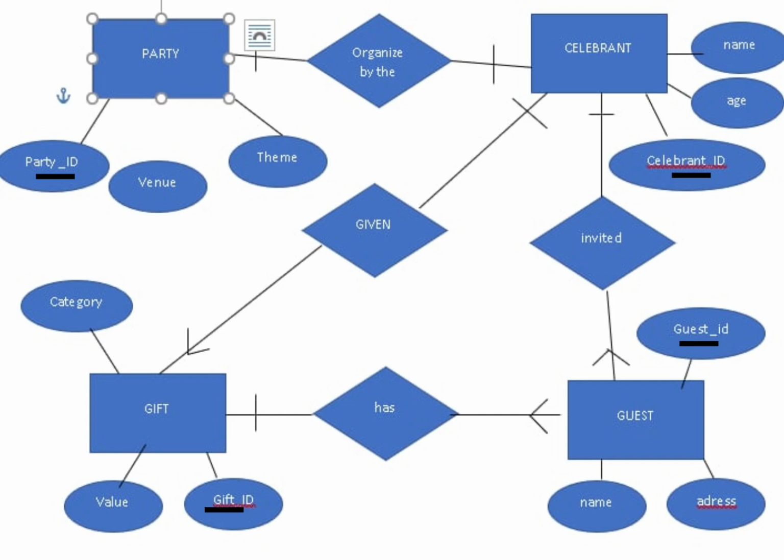And the cardinality of party and celebrant is 1 to 1, and the cardinality of celebrant and guest is 1 to many, and the guest and the gift are many to 1, and the gift to celebrant is many to 1. That's all.